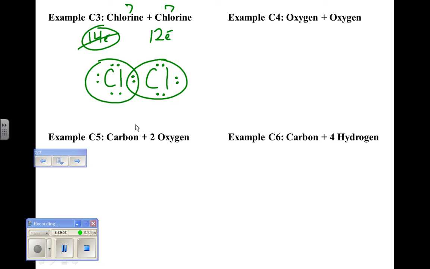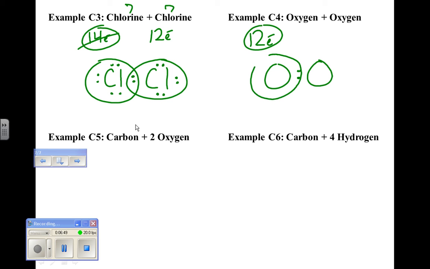All right, now I'm going to throw you a curveball. It had to come sometime. I know. So oxygen and oxygen. Oxygen is 6, so 6 and 6. We're going to be using 12 total. Let's bond. I used 2. I have 10 left.